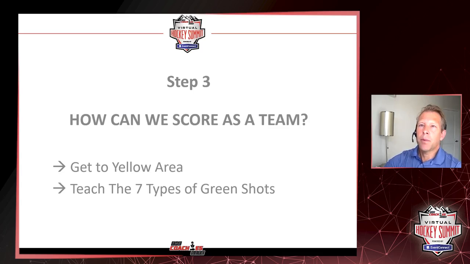Step number 3 that we're talking about is how can we score more as a team? If you have the puck or you can find somebody in the yellow area, get them the puck, or get the puck to the yellow area. Another one from a teaching perspective is when everybody on your team understands what the 7 types of green shots are, they will try to find these types of shots.